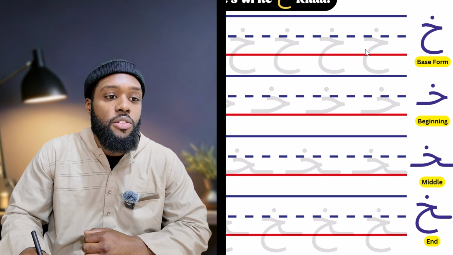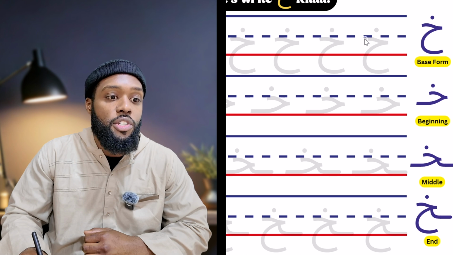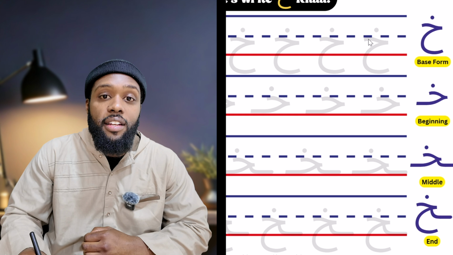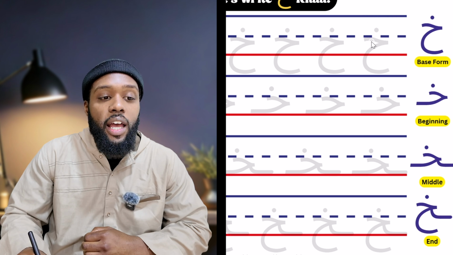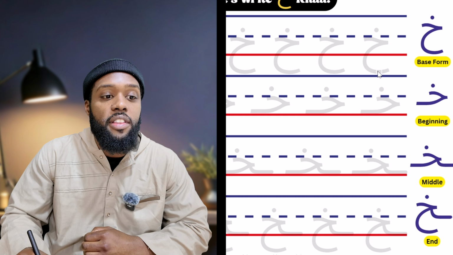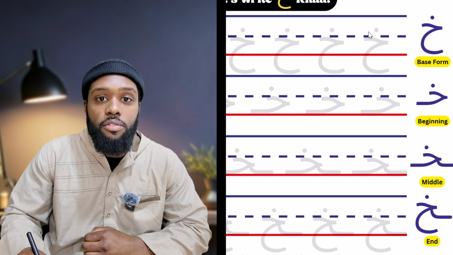And vice versa. So let's write the Khaa in its base form, its isolated form, just like before. And again, notice the placement of the letter Khaa. We're not starting at the top of this line. We're starting midway through and we're finishing beneath the line. This hooked portion comes beneath the line. So this is something very important to make note of.